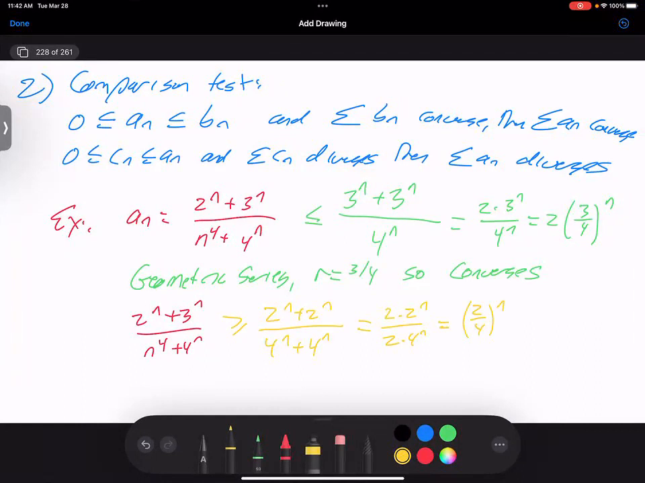That's a geometric series which converges, but that doesn't help me because that's a lower bound. I've just told you that I have something that is going to be greater than or equal to something that converges. Well, that doesn't help me. If I want to show that it converges, I have to show that it's less than or equal to something that converges. So this is not useful. Does that make sense?